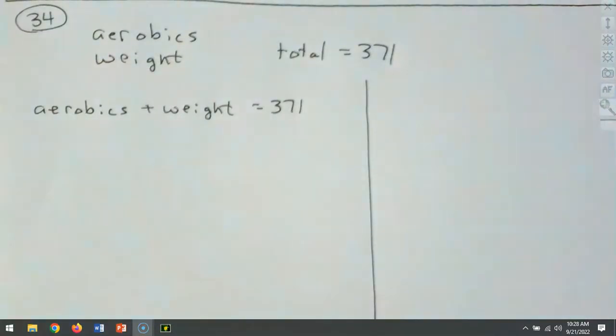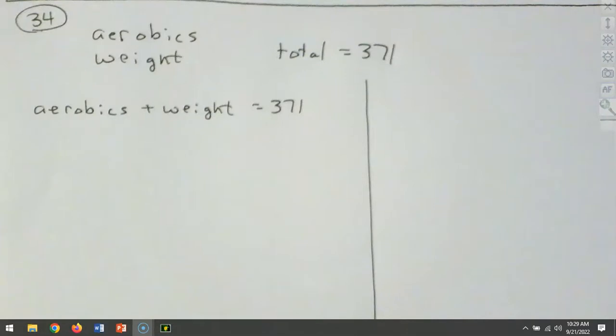So that's what I always do at the beginning. I find the total, and I write out what we've got. So we've got weight training and aerobics. They add together, and they give you that 371. You can do it other ways that are a little bit faster. I like to write everything out so you can see how the pieces relate to each other. So that's the first thing I did, was I got my total, and I got the two items to compare.